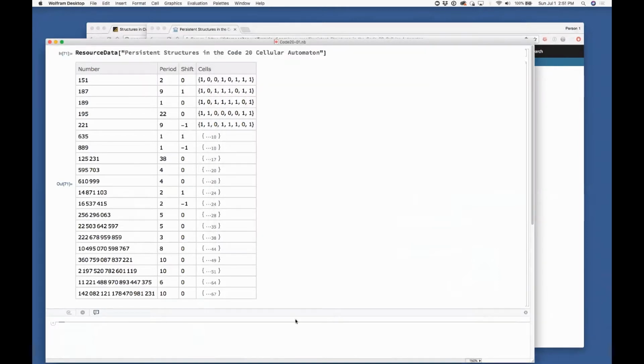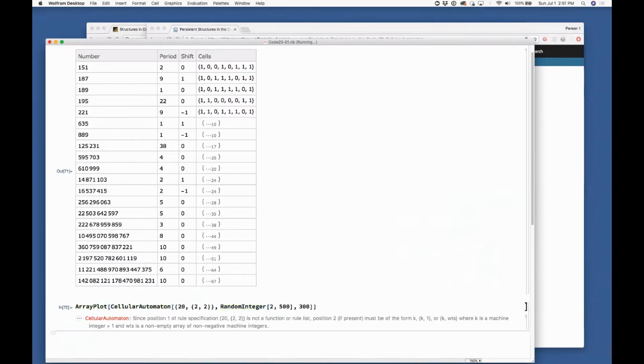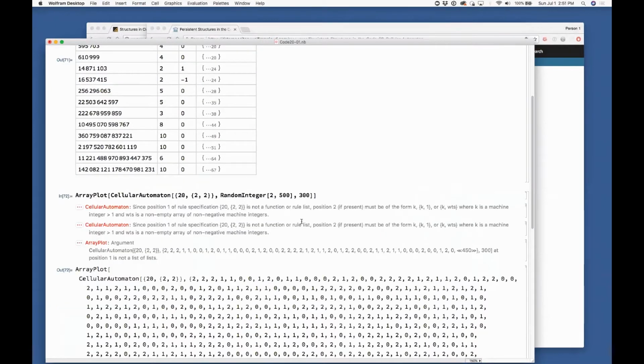Okay, so let's just look at code 20 in the wild. So ArrayPlot, CellularAutomaton. Code 20 would be 20, 2 here. And let's say RandomInteger 2, comma, let's say 500. And let's say 300 steps. And let's make an array plot. What did I do wrong?